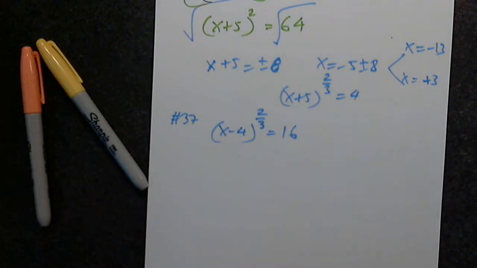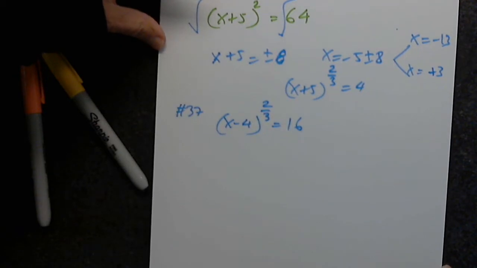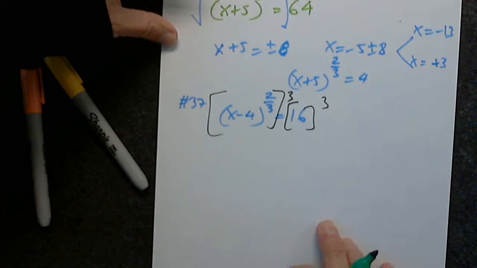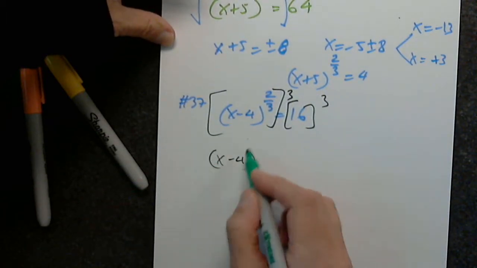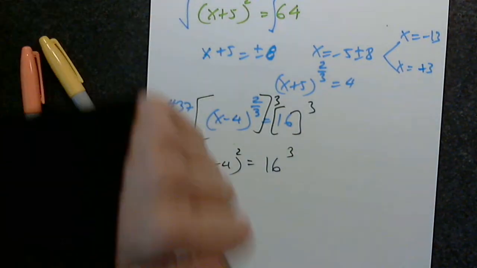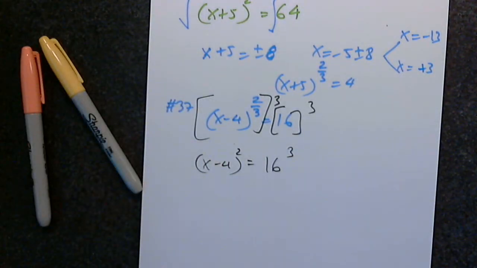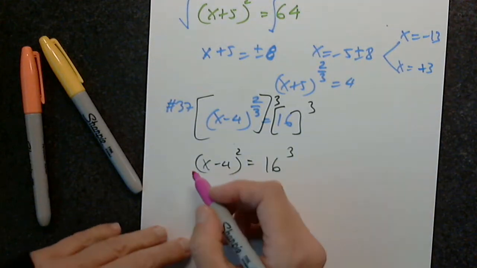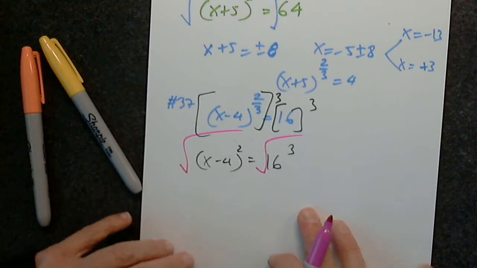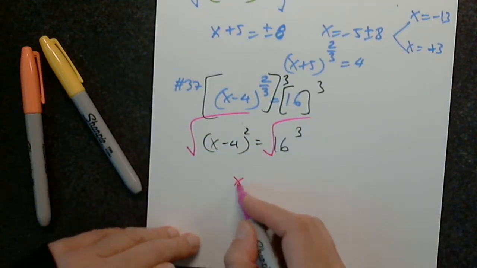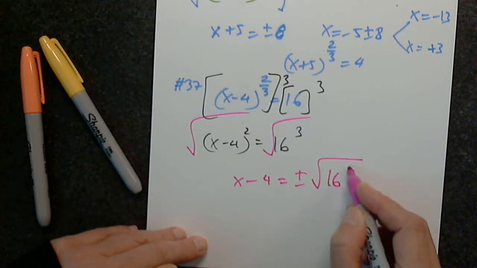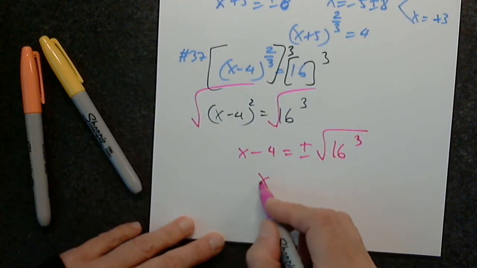So then, what do we do? Yes, we raise both sides to the third power. So we have (x minus 4) squared equals 16 to the third. You can leave it as is for now. What will be the next step? How many solutions do we expect? So then x minus 4 equals the square root of 16 cubed, and we have to move 4.